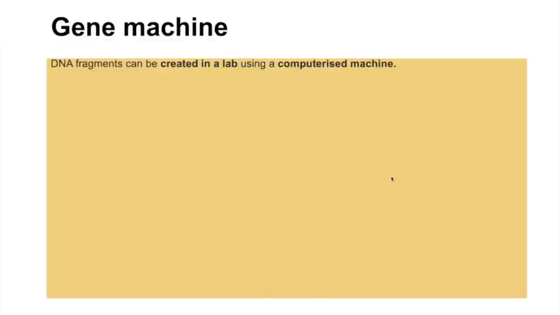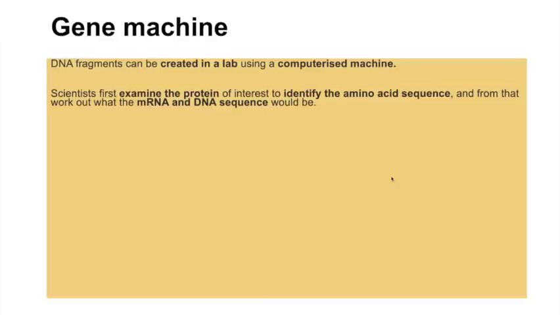The third option is the gene machine, and this is when DNA fragments are created using a computerized machine in the lab. So the first part of the process is you'd have to examine the protein that you want to create lots of, identify what the amino acid sequence is.